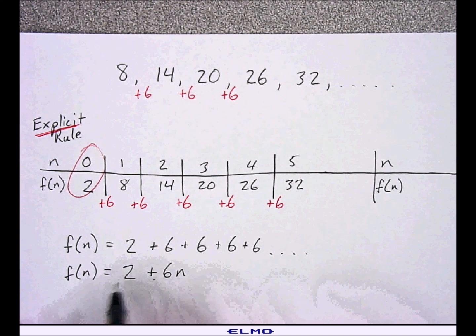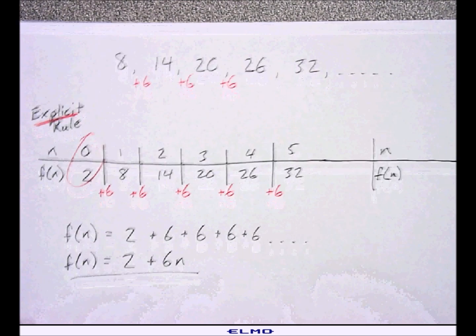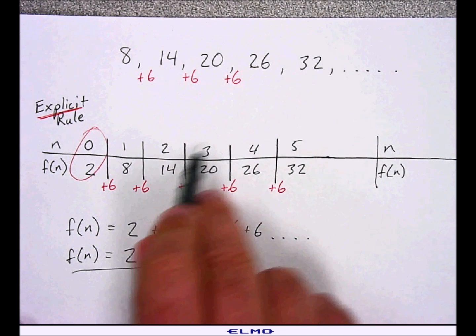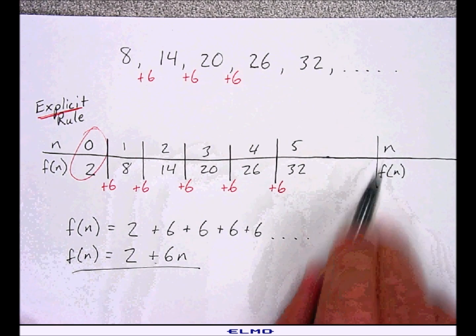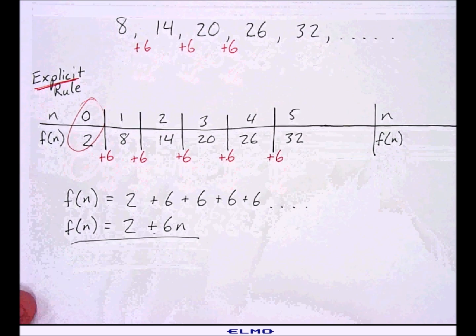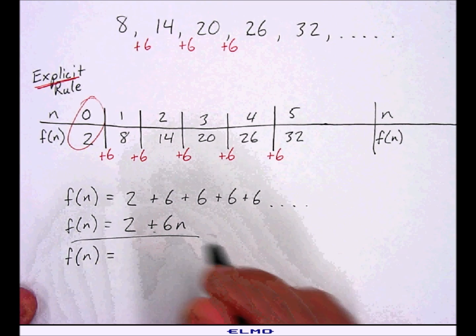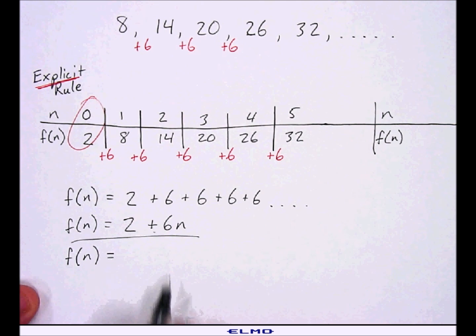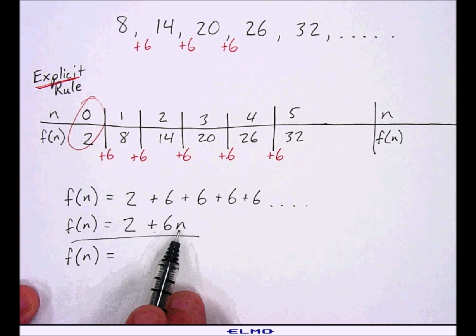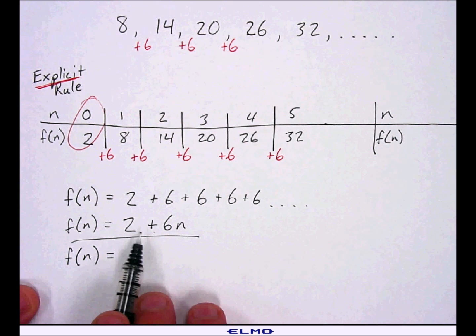So this rule will let me skip around on this table and find any number n in the sequence. And more often you'll see it written like this. When you get to some higher math, you'll usually see terms that have an n or higher exponents written first.